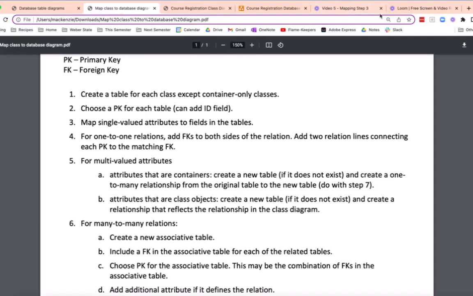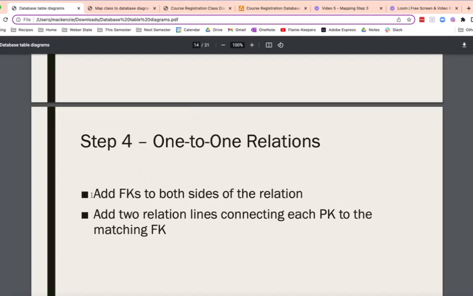We are now on step 4. For one-to-one relationships, add foreign keys to both sides of the relationship. Add 2 relation lines connecting the primary keys to the matching foreign keys. I have that written out here in my step 2. So first, let's add the foreign keys to both sides of the relationship. Then we'll add the relationship lines connecting the primary key to the matching foreign key.